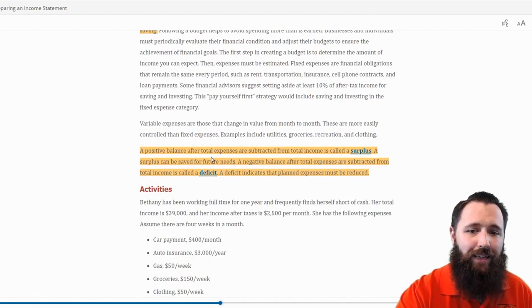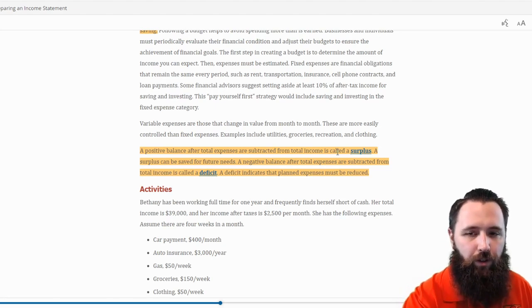If you take personal finance, we'll create an entire budget from scratch. And you can see here a positive balance after total expenses are subtracted from income is called a surplus. It's really similar to what net income would be, having a positive net income. If you have more expenses than you had actual revenue coming in, then you're going to have a deficit.